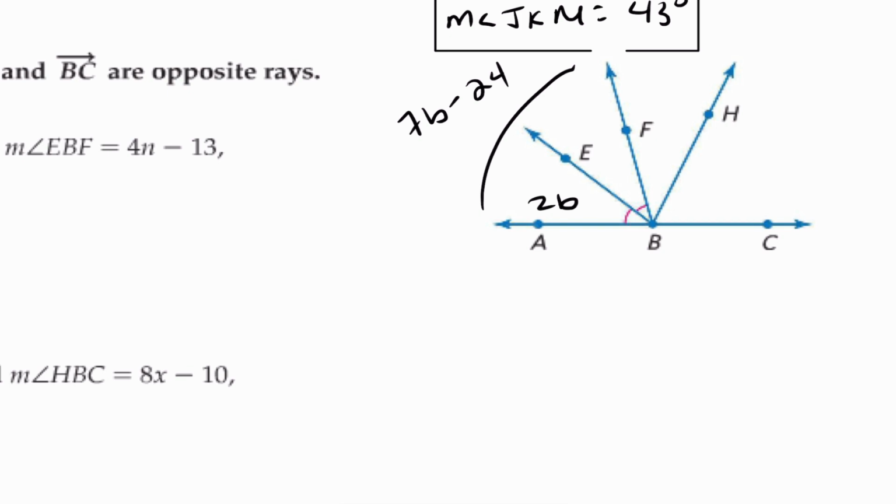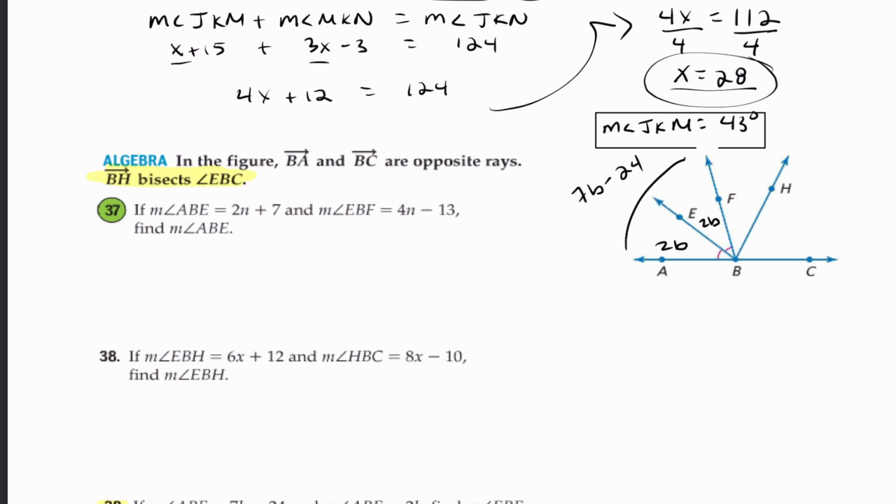Therefore, in the language of algebra, measure angle ABE and the measure angle EBF are also equal to each other. So if this is 2b, what is this? This has to be 2b, right? Because they're congruent. And I also want to point out the fact that ray BH bisects angle EBC. So let's go ahead and write that. BH is the bisector. What does the bisector do? It splits the angle into two congruent parts.